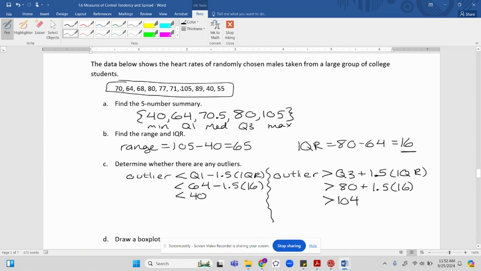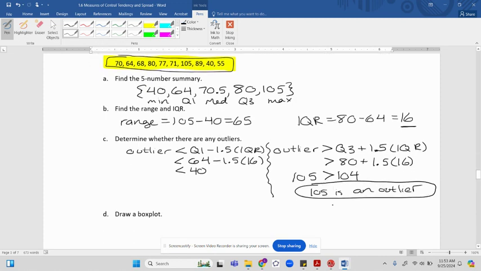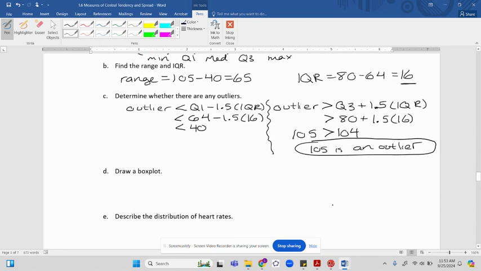Look up at our data up here. Do we have anything that is greater than 104? We do. We have one value that is. 105 is greater than 104, so 105 is an outlier. It's far enough from the data that we can call it an outlier. So what's important about an outlier is it actually changes our box plot a little bit.